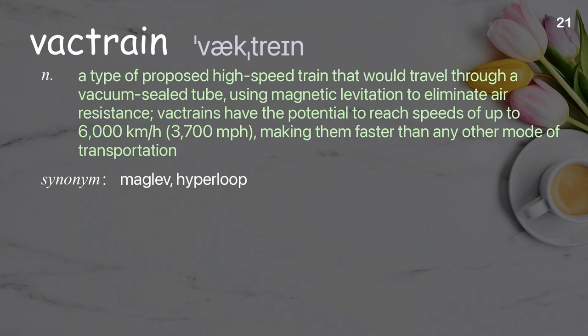Vactrain. A type of proposed high-speed train that would travel through a vacuum-sealed tube, using magnetic levitation to eliminate air resistance. Vactrains have the potential to reach speeds of up to 6,000 km per hour, 3,700 miles per hour, making them faster than any other mode of transportation.